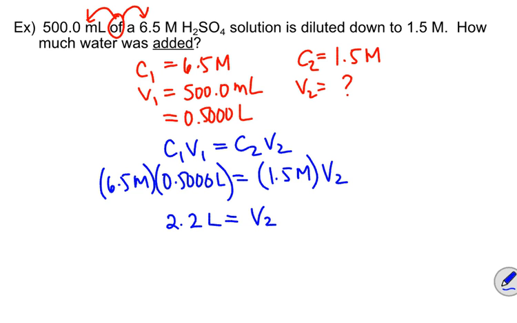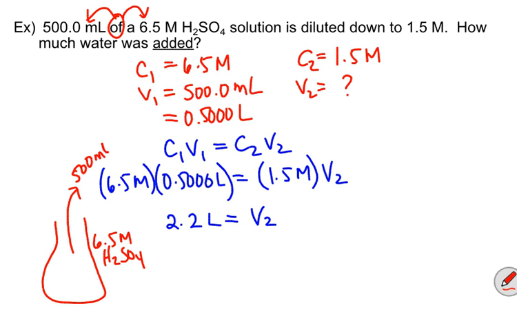So if I go back, again, kind of draw you a little picture of what we would do in the lab. Here is my 6.5 molar H2SO4 solution. So I go into the back chemical storage room and I pull that out. And what I do is I take out 500 milliliters of that. When I take out that 500 milliliters of my acid, I'm going to put it into a new flask. So there's my 500 mils of acid.